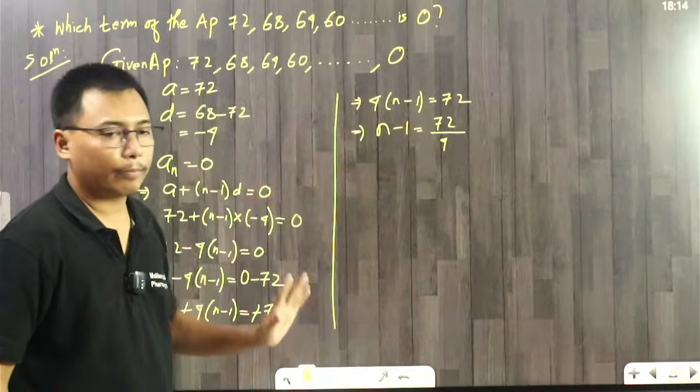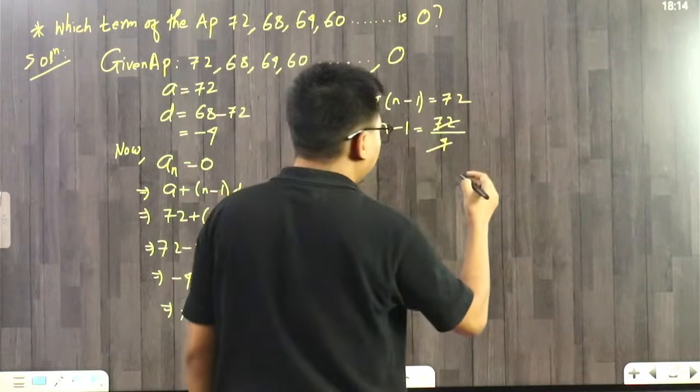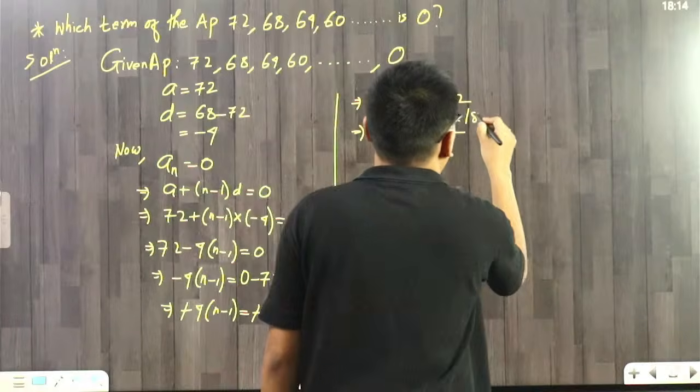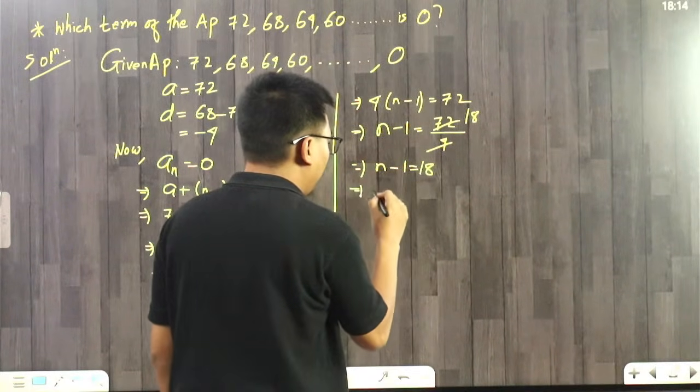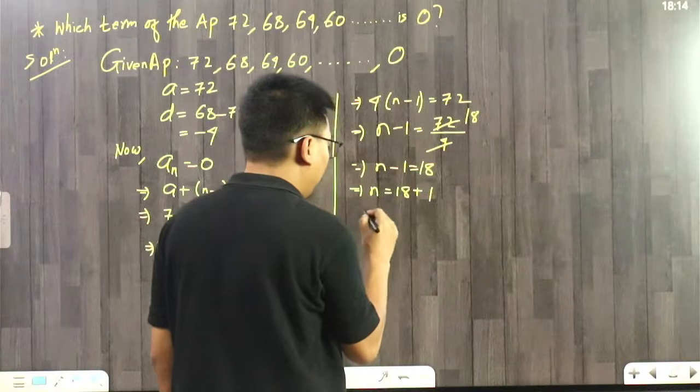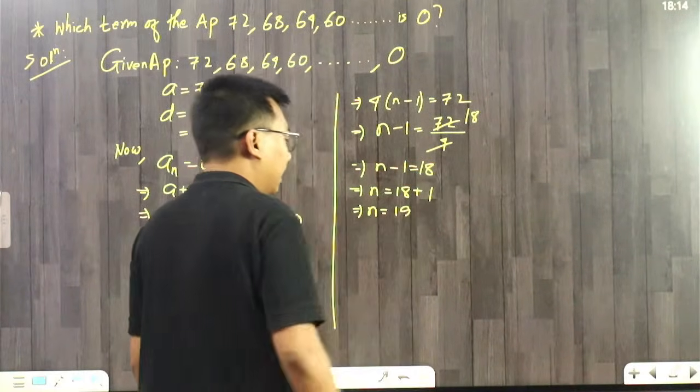Okay, clear? So 72 divided by 4 is 18. So n minus 1 is equal to 18. So n is equal to 18 plus 1, which implies n is equal to 19.